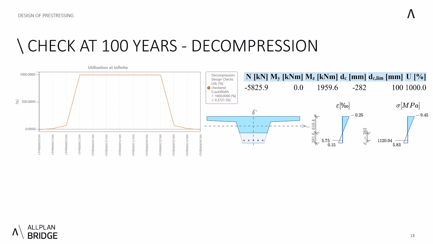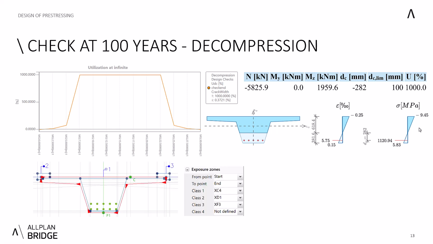The decompression condition requires the distance between the neutral axis and the closest tendon to be 100 millimeters in the direction to the compression zone. As you can see, the tendons are in the tensile zone. Therefore, we report a negative sign of the distance, and we put the utilization at 1000%.